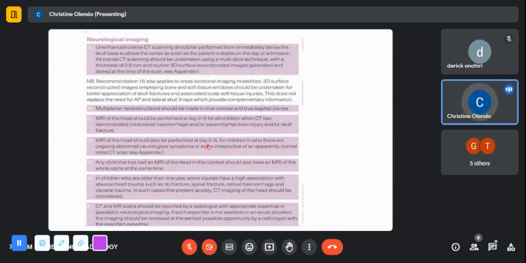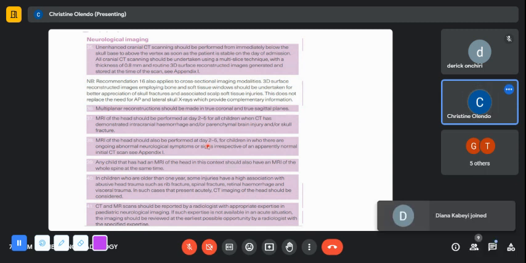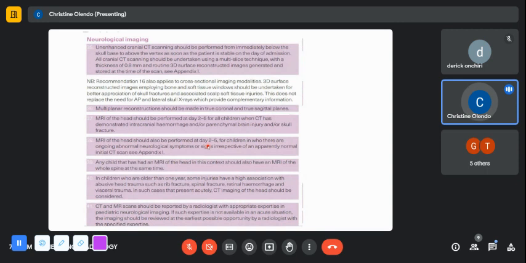If you're doing an enhanced cranial CT scan, it should be done immediately. These scans run from the skull base to the vertex. The thickness required is 0.8 millimeters with 3D surface reconstruction as well. Multiplanar reconstruction should be in the true coronal and sagittal planes. MRI head is performed at day 2 to 4 for all children when CT shows a positive finding such as hemorrhage or parenchymal brain injury.